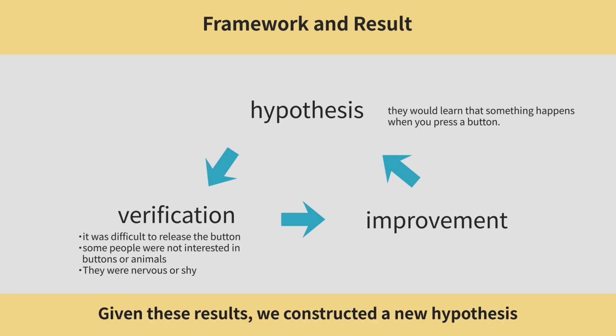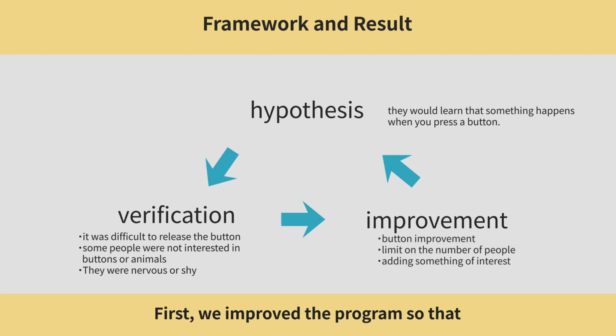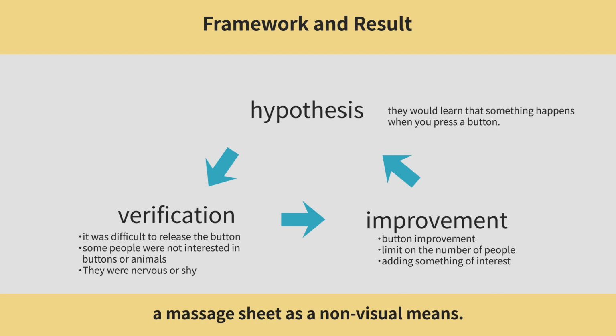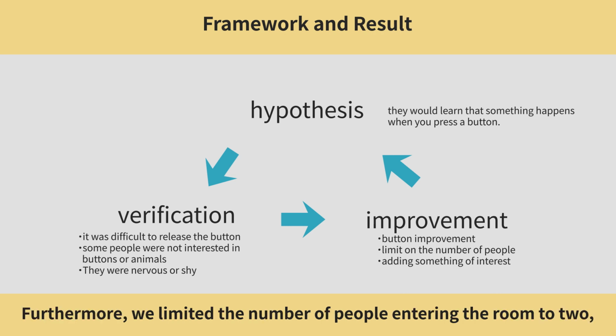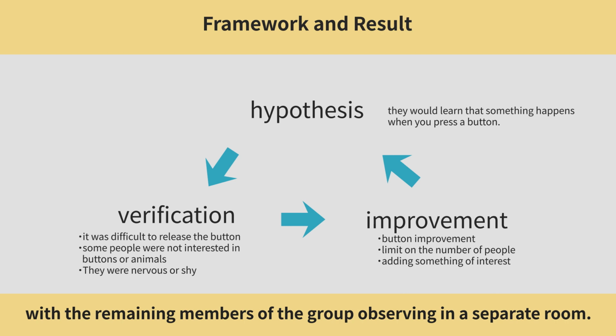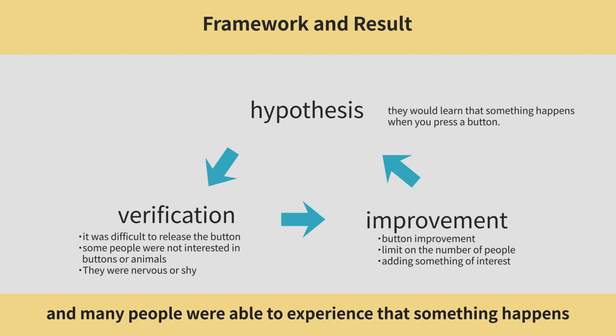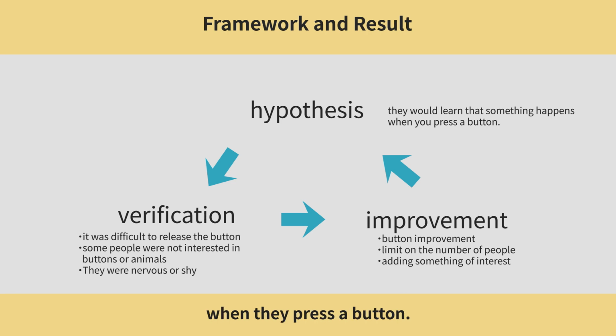Given these results, we constructed a new hypothesis. First, we improved the program so that a signal is sent when a button is pressed. In addition to the stuffed animals, we also prepared a massage sheet as a non-visual means. Furthermore, we limited the number of people entering the room to 2, with the remaining members of the group observing in a separate room. These improvements worked wonders during the second verification, and many people were able to experience that something happens when they press a button.